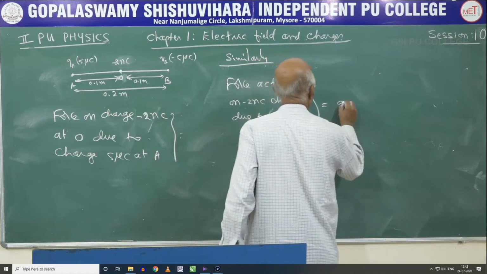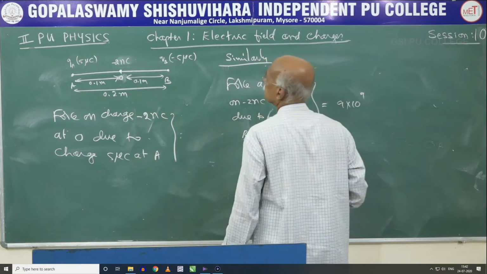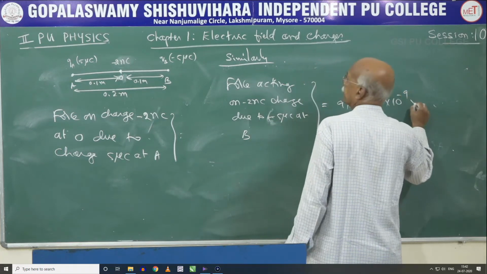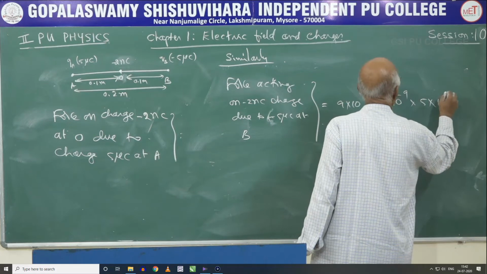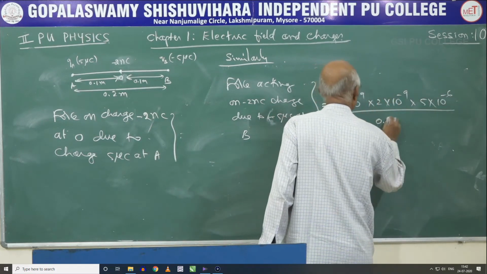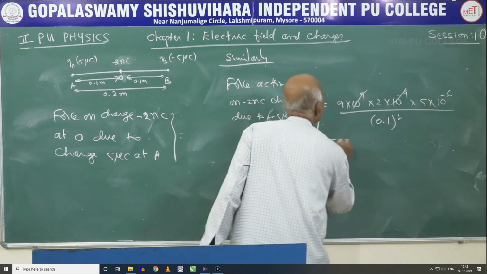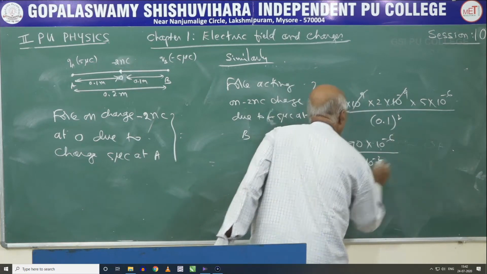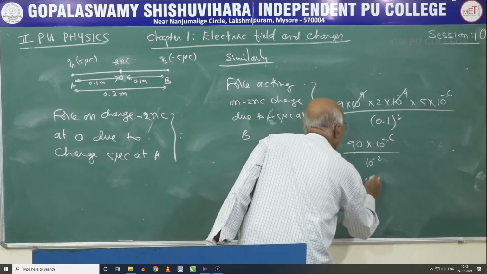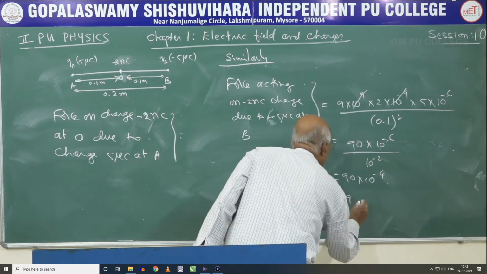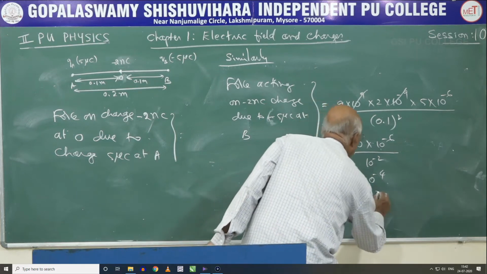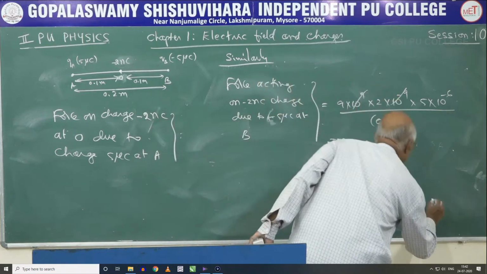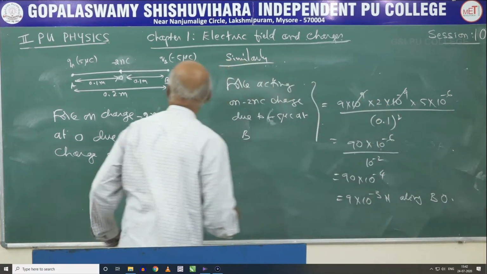So this is 9 into 10 to the power of 9 into 2 into 10 to the power of minus 9 into 5 into 10 to the power of minus 6 divided by 0.1 the square. So this is 90 into 10 to the power of minus 6 by 10 to the power of minus 2, 90 into 10 to the power of minus 4, equal to 9 into 10 to the power of minus 3 Newton, along BO.